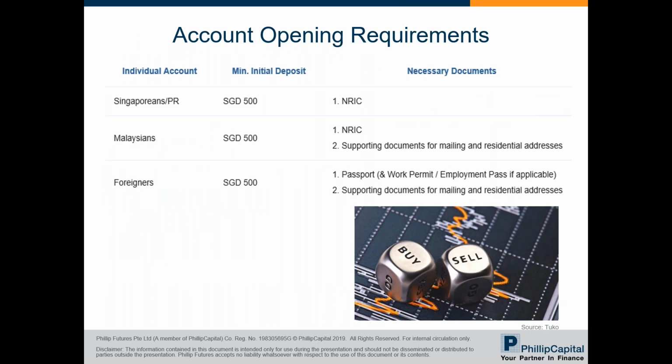Some of the account opening requirements: the minimum deposit will be 500 Sing dollars. Of course, there are not many futures contracts that you can trade with 500 Sing dollars. So obviously, I would encourage you to deposit a little bit more, depending on the contract that you're trading. The lowest margin ranges from about 1,000, so somewhere there would be a more significant and realistic amount to start your trading.